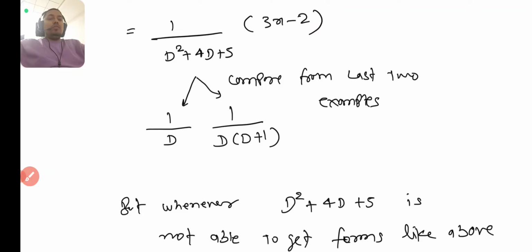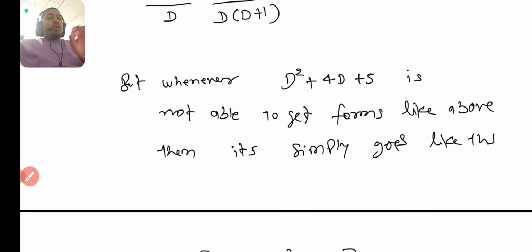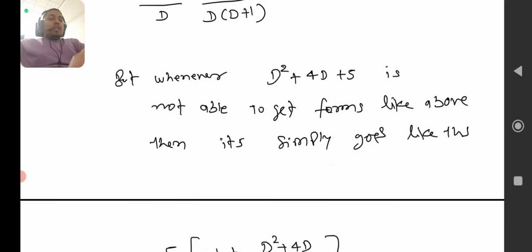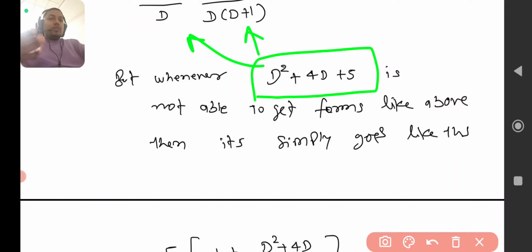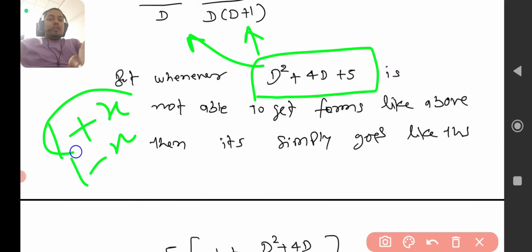In that case, what will you do? This is the main key point of this lecture. If you are not able to link D square plus 4D plus 5 to what you have learned in the previous lecture, then what will you do? Your fundamental is that you are looking for a 1 plus x or 1 minus x type of bracket, over plus 1 or minus 1, so that we can do the expansion.